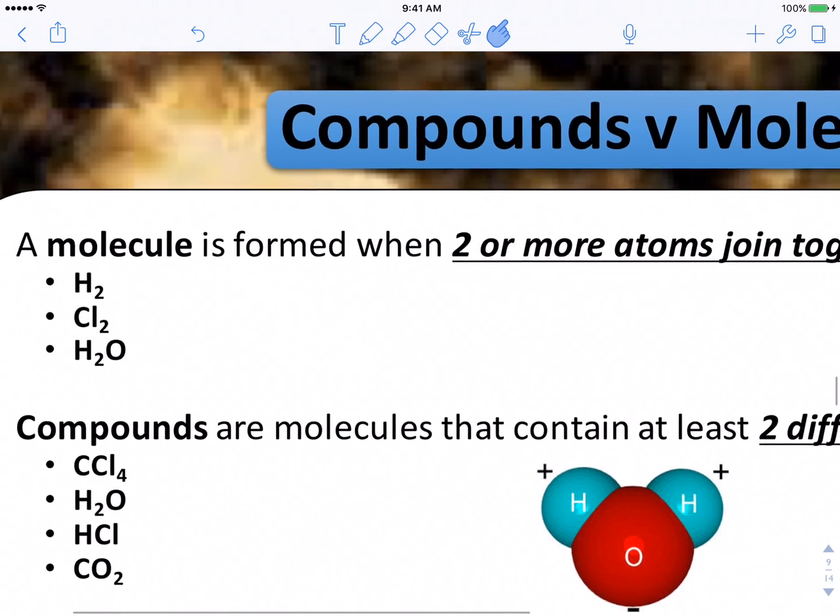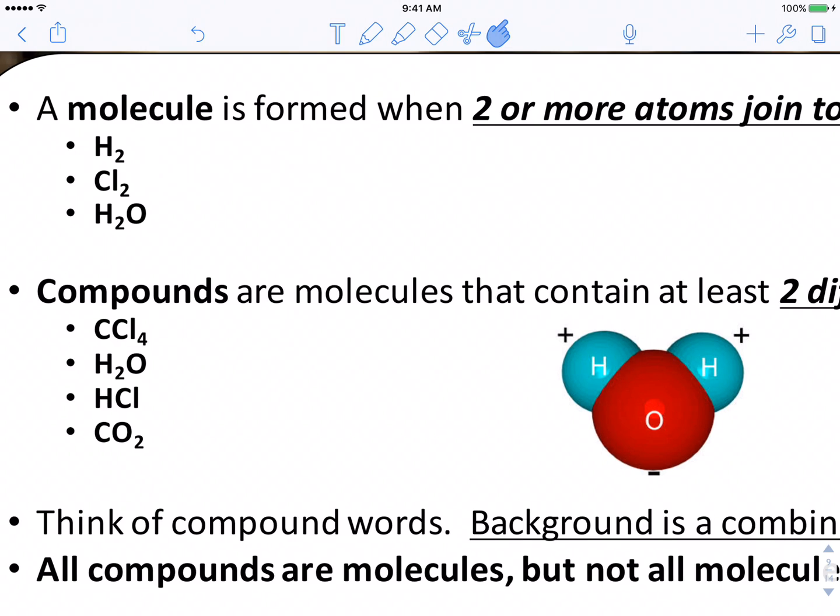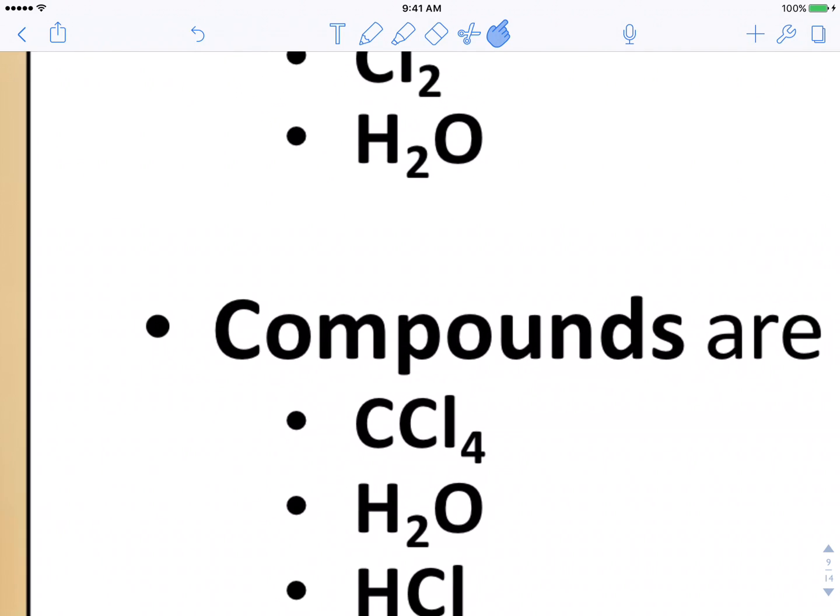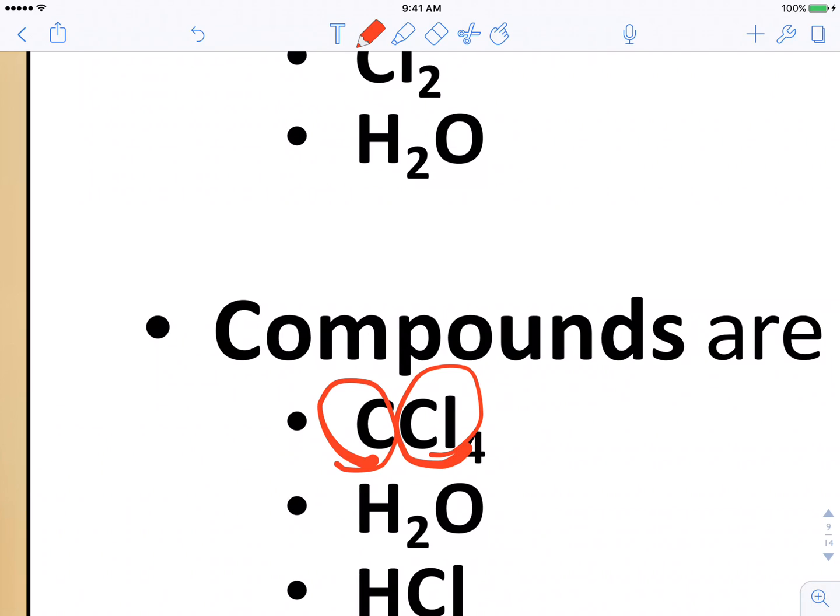Now, what's a compound? Compounds have to have 2 different elements involved. So let's look at what that means. If we look at CCl4, we have a carbon and we have a chlorine. Carbon is not chlorine. Those are 2 different elements. Since they are 2 different elements and bonded together, they are called a compound.